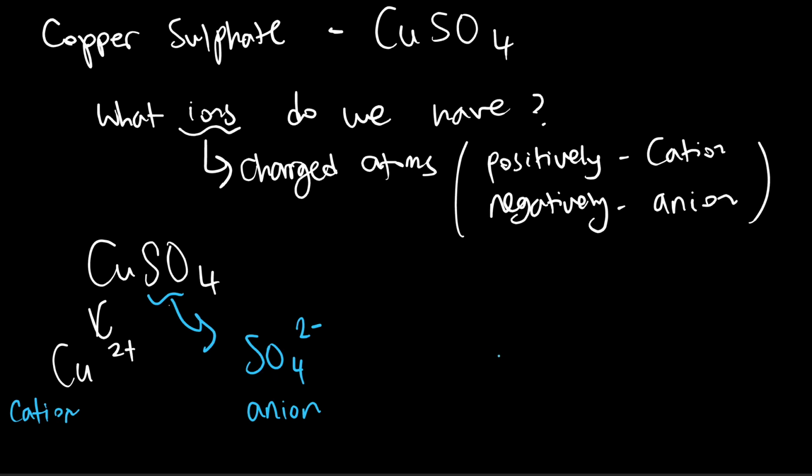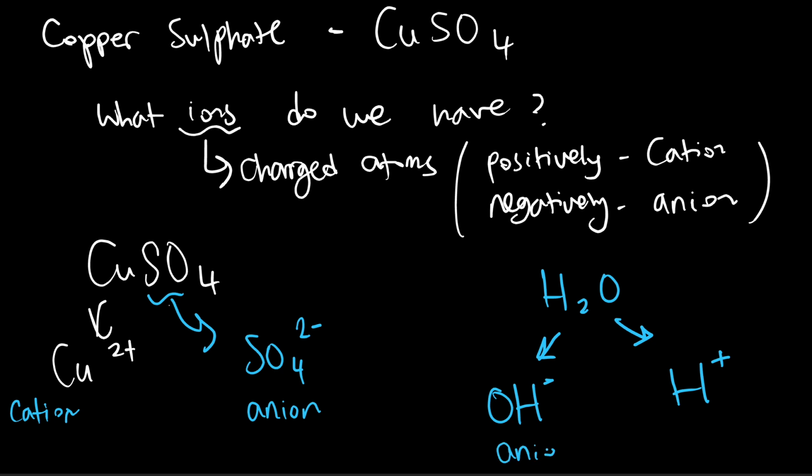So we're going to have water as well. Water is H2O, right? We have OH- and we have H+. So this one has lost 1 electron to become a positive hydrogen ion. This one has gained 1 electron to become a negative hydroxide. Okay, and then now we know we have another anion here, and we have a cation here, positive and negatively charged.